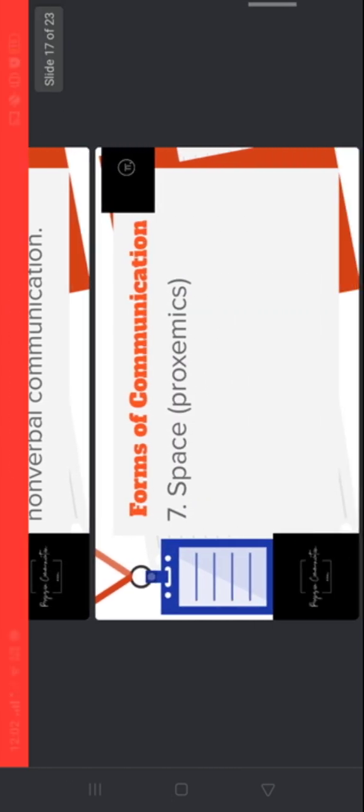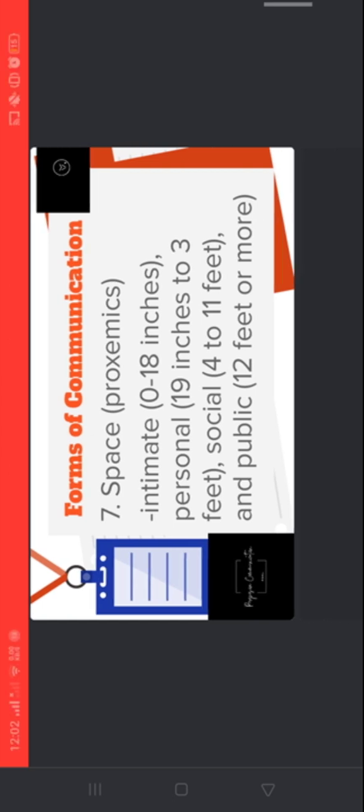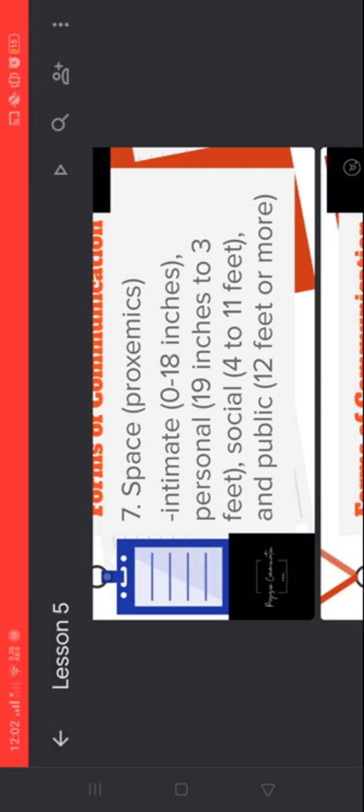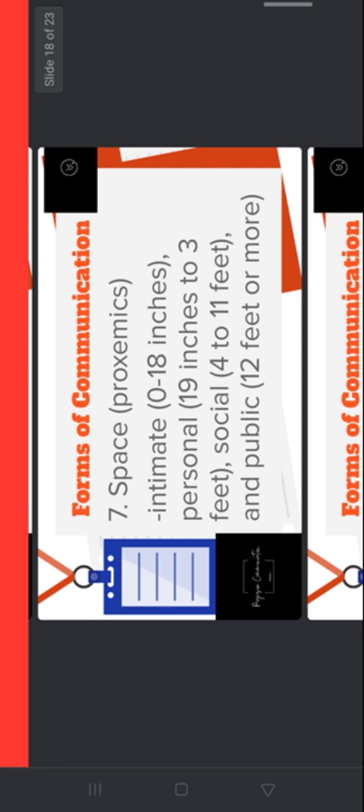Okay. Number 7, class, is space. Proxemics. When it comes to proxemics, there are certain spaces to affirm. Okay. Intimate space is 0 until 18 inches. Personal space is 19 inches to 3 feet. Social space is 4 to 11 feet and public space is 12 feet or more.